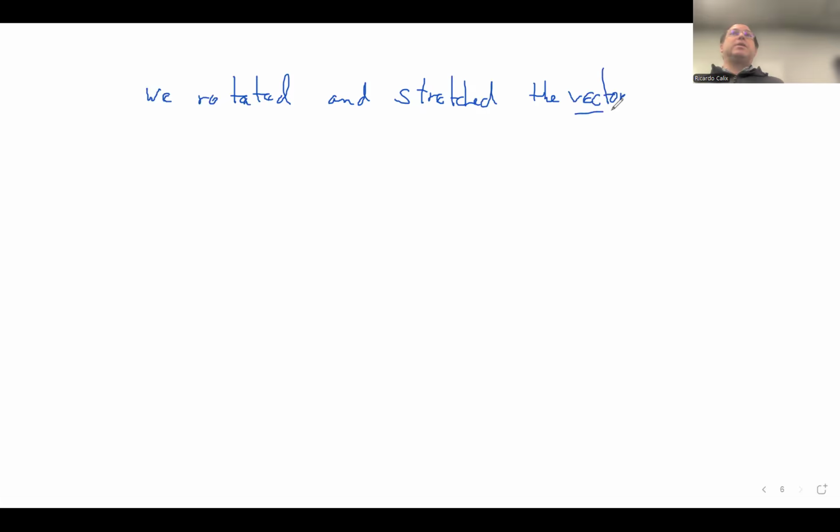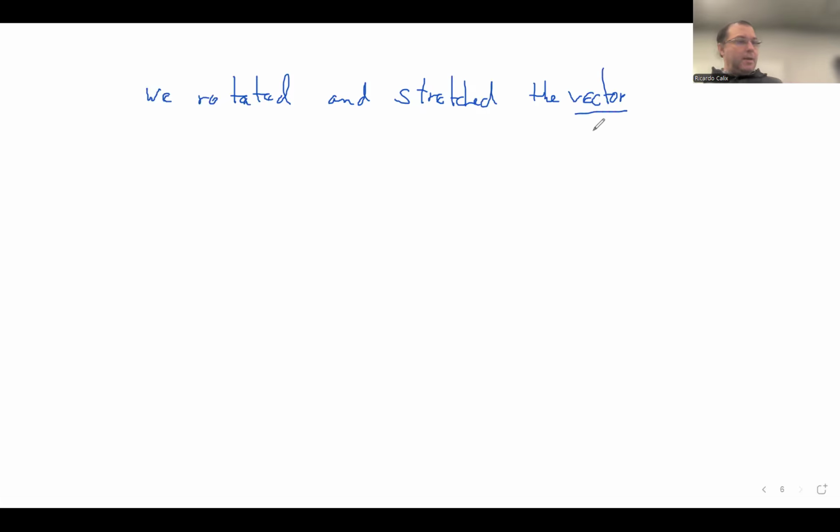Yeah, so one way of thinking about it is that we rotated it, and we stretched it. So this is a key conclusion. We rotated and stretched the vector, or the axes, or whatever it is.